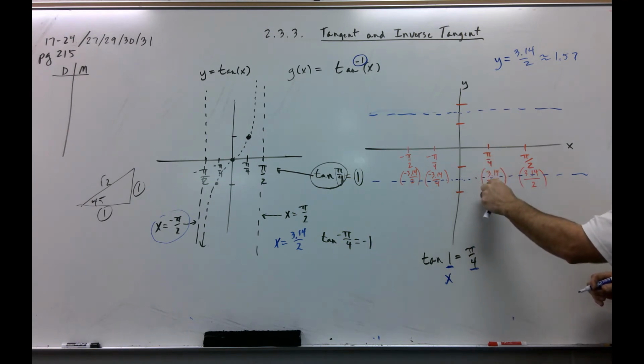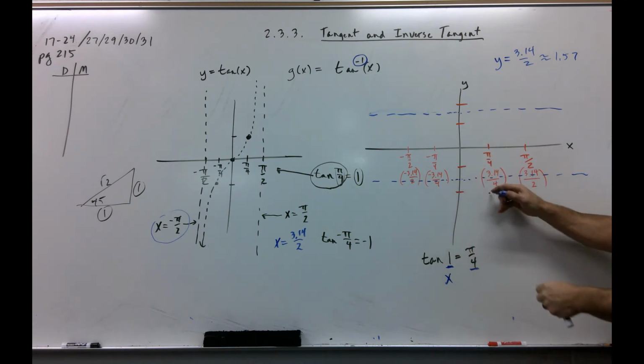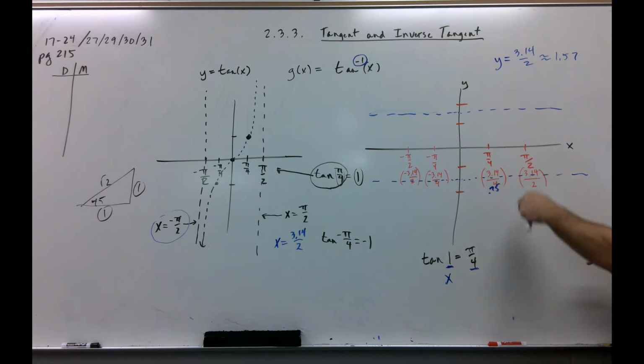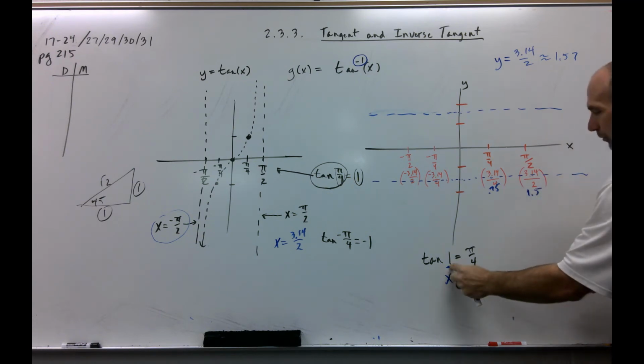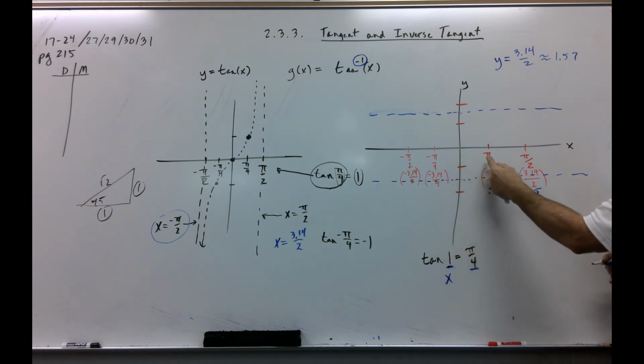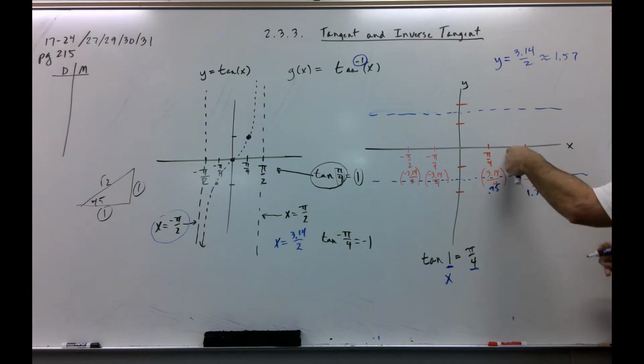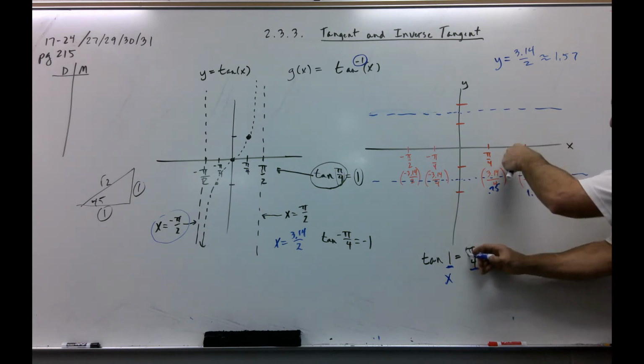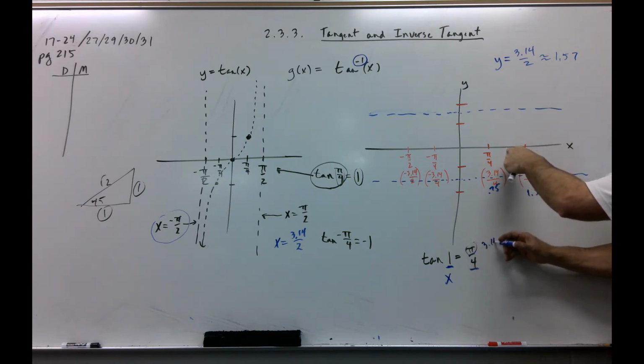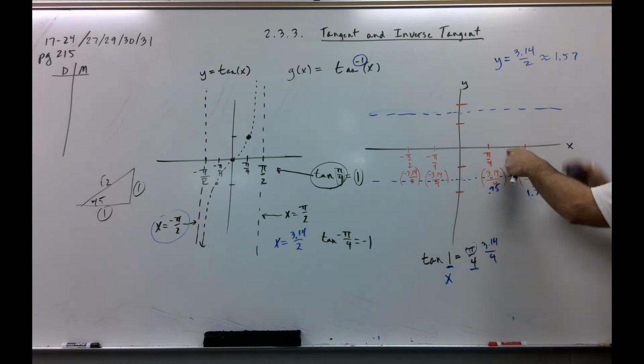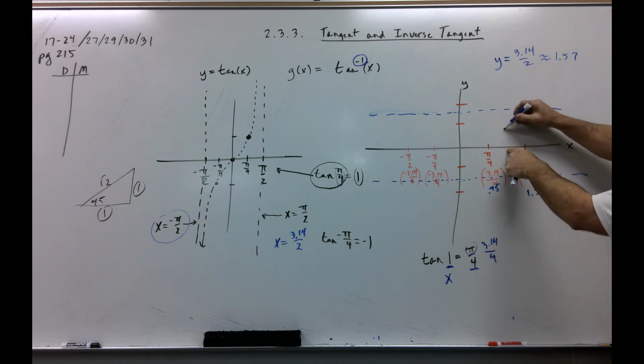as 3.14 over 4, which is about 0.75. Pi over 2 is 3 over 2, which is approximately 1.5. So I have to move to the right 1, which would be right about here. And then I have to go up pi over 4, which is 3.14 over 4, which is 0.75. So it'd be right about here.